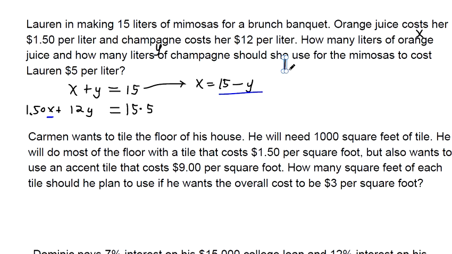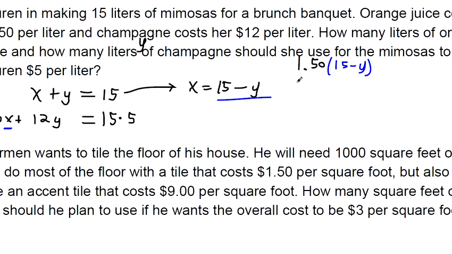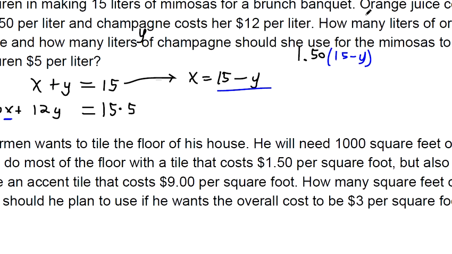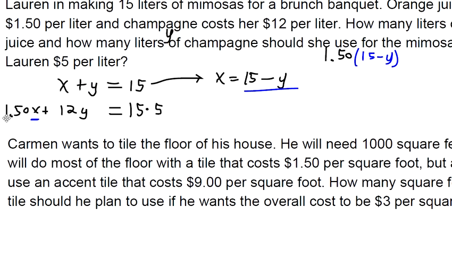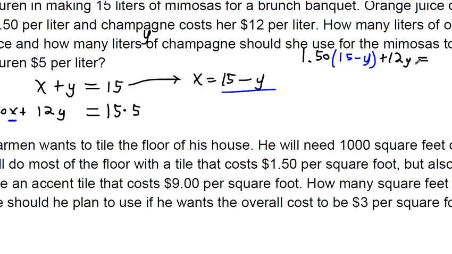So I've got 1.50 on that bottom equation. I've come to my x, so I'm going to put 15 minus y in its place. I think if I zoom in, it won't make those little hash marks there. Okay, still writing this equation over here. So now I've got to do plus 12y. Then that should equal 15 times 5, so that should equal 75. Now I've got an equation I can solve for y.